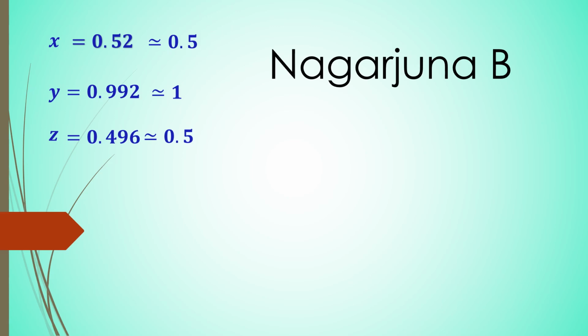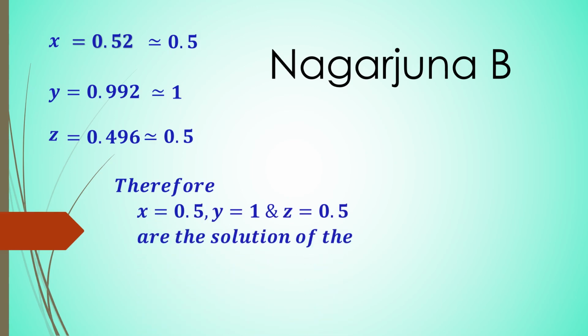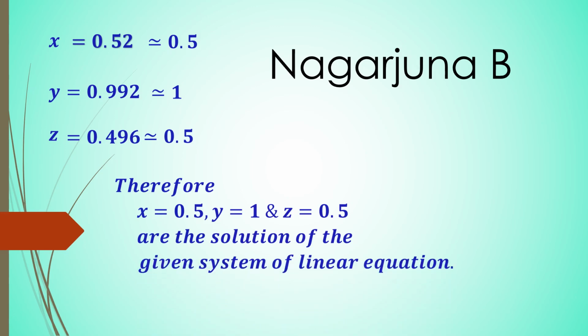So now they have asked in the question that we need to prove that the system of equations which has been given, when we solve by using the Gauss-Seidel method, the value of x is equal to 0.5, y is equal to 1, and z is equal to 0.5. Therefore, x is equal to 0.5, y is equal to 1, and z is equal to 0.5 are the solution of the given system of linear equations, hence the proof.